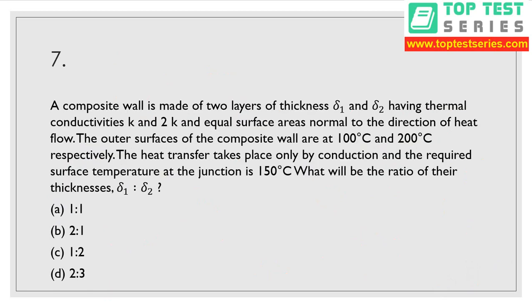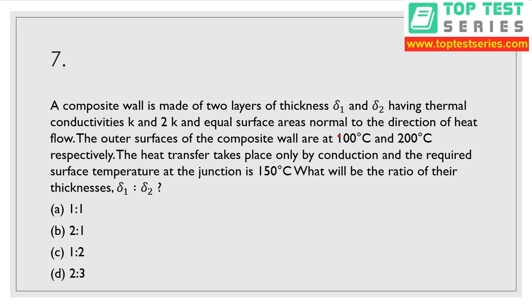Question number 7. What it is saying, let's see. A composite wall is made of 2 layers of thickness delta 1 and delta 2, having thermal conductivities K and 2K, equal surface areas normal to the direction of heat flow. The outer surfaces of the composite wall are at 100 degrees centigrade and 200 degrees centigrade respectively. The heat transfer takes place only by conduction and the required surface temperature at the junction is 150 degrees centigrade. What will be the ratio of their thickness delta 1, delta 2? We have to find out the ratio delta 1 by delta 2.